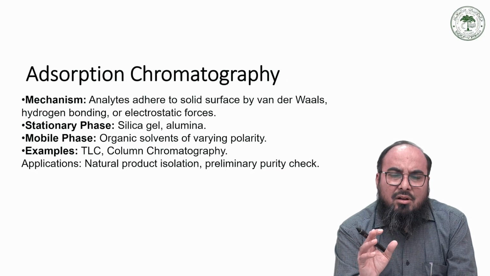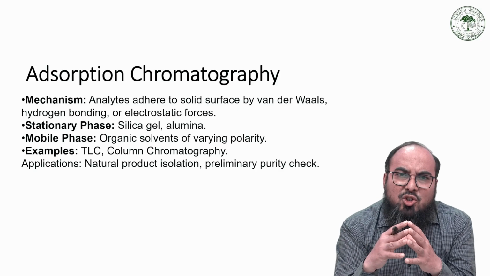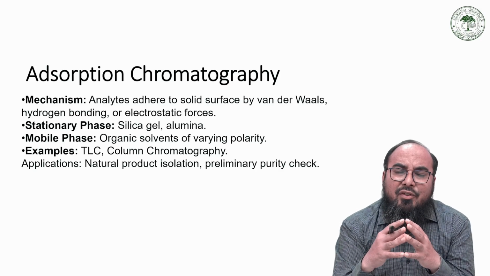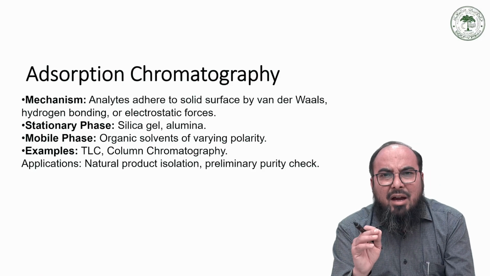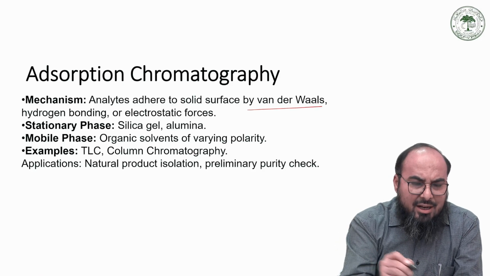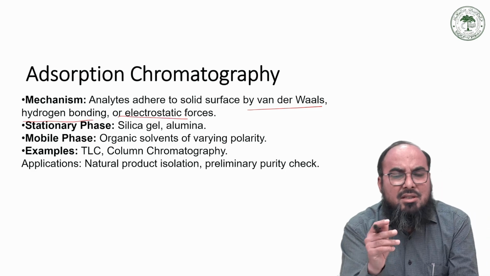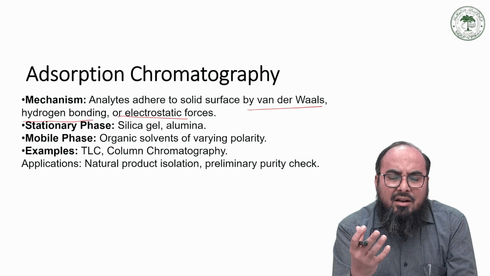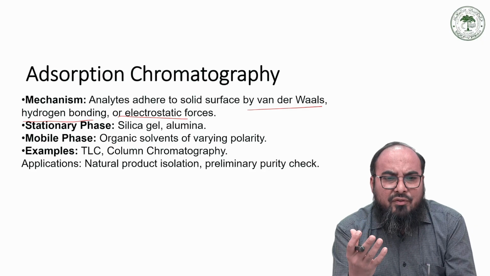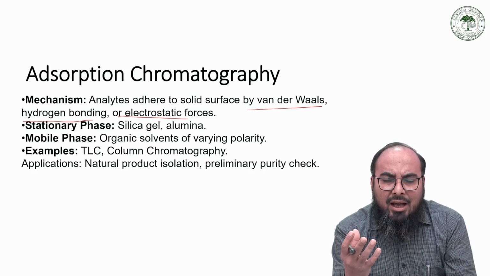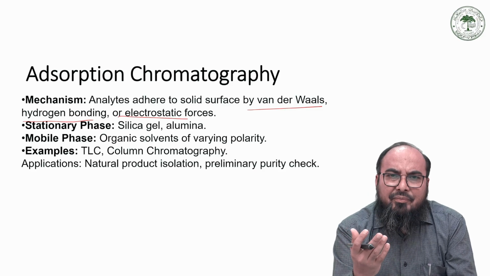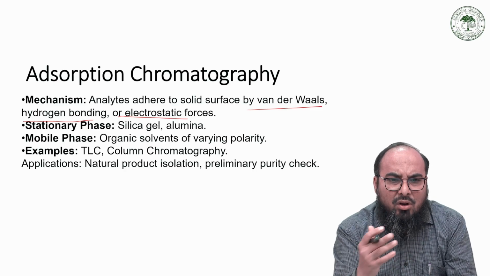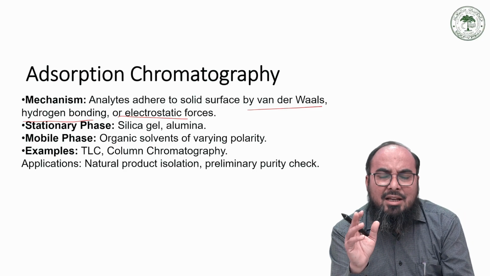Here, the separation occurs on the basis of the adsorption of the different constituents of the analyte, and the different components get adsorbed on the surface by weak interactions. That may be van der Waals interaction, hydrogen bonding, or some weak electrostatic forces. Here, generally you take the stationary phase as silica gel or alumina; sometimes you also take other stationary phases like polyvinyl benzene, polyvinyl alcohols, etc., depending upon the nature of the analyte.